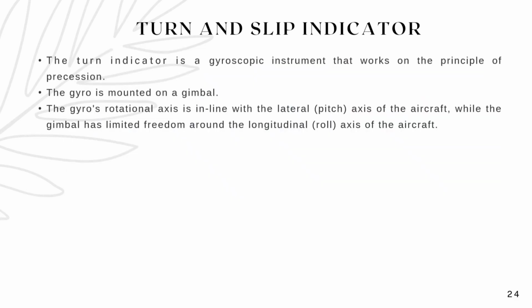Turn and slip indicator. The turn indicator is a gyroscopic instrument that works on the principle of precession. The gyro is mounted on a gimbal. The gyro's rotational axis is in line with the lateral, that is the pitch axis of the aircraft, while the gimbal has a limited freedom around the longitudinal or the roll axis of the aircraft.